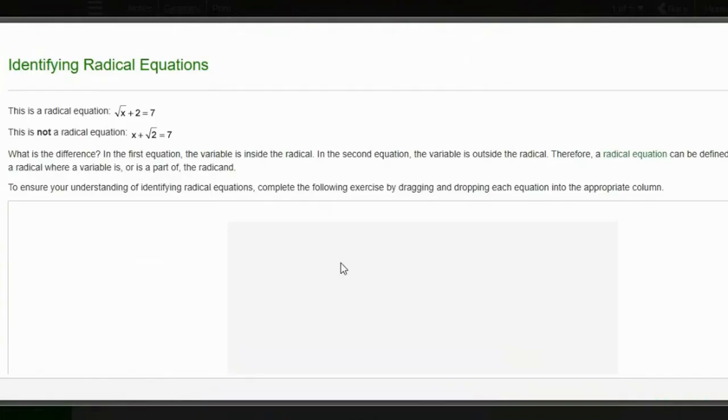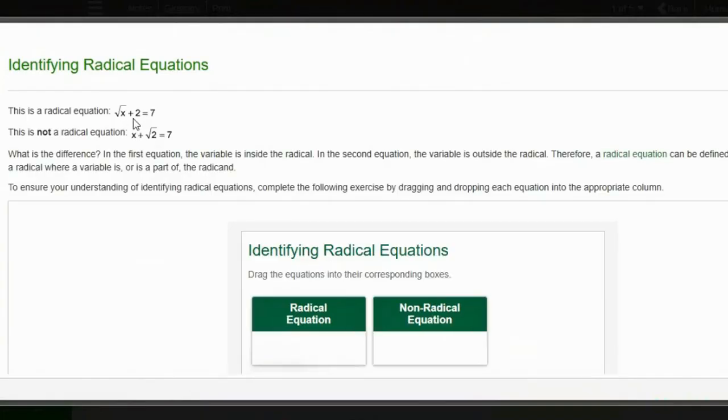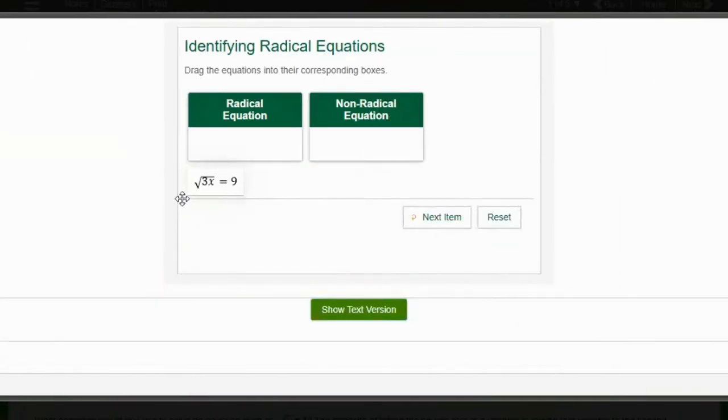Identifying radical equations. When you click on that, it shows the square root of x plus 2 equals 7, and x plus the square root of 2 equals 7, not a radical equation. And it has a little exercise. Identify: is this a radical equation, or is it not a radical equation? The square root of 3x equals 9. The x is underneath the radical. That is a radical equation.